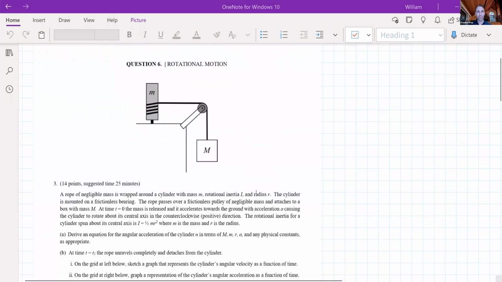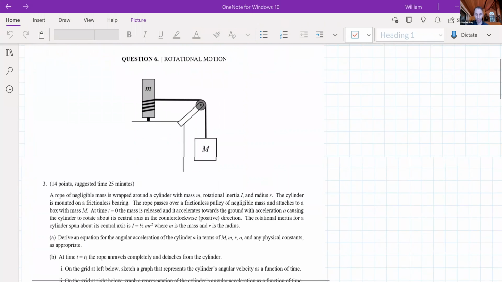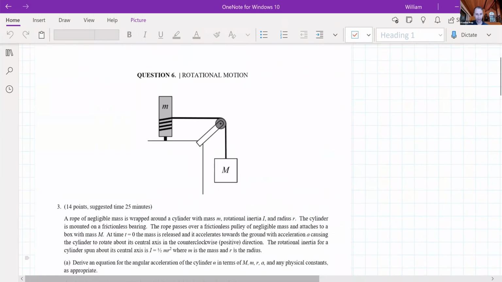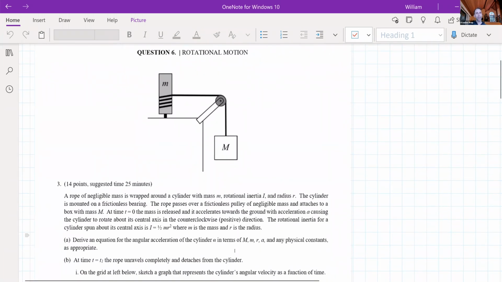So let's begin with this. I'm going to do a rotational motion problem. I want everybody to stare at the figure and at part A and absorb it for a second before I attempt it, and I'll mute myself.